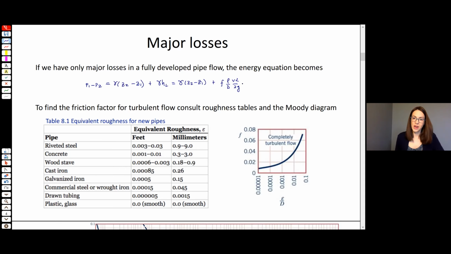And how do we find this roughness epsilon that goes into finding f? Well, we consult table 8.1, right? So it tells you for these different types of materials what the roughness itself is in both feet and millimeters. And the trend is, if you look here at the friction factor for a turbulent flow versus the relative roughness, so the roughness divided by the diameter of the pipe, it really increases with relative roughness, right? So we've got this exponential increase in the friction factor with an increase in epsilon over D. It's not linear, it increases really drastically with relative roughness.